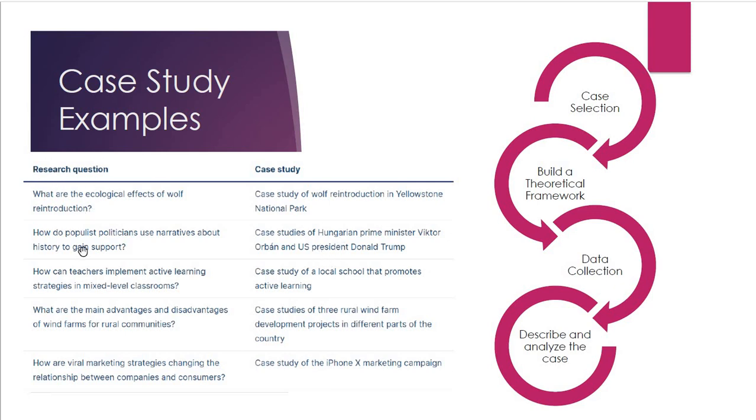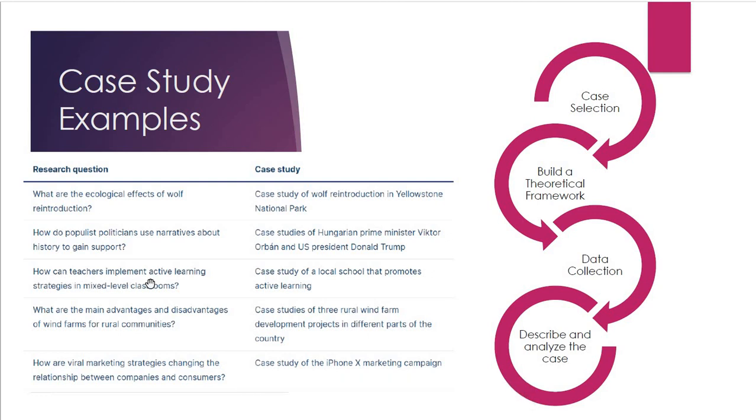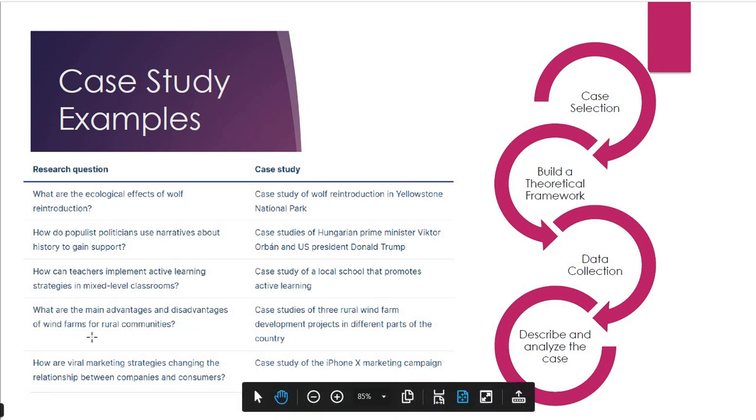Okay, you have this research question, but the case study only refers to a particular person or a particular case. For this one, a case study of the local school that promotes active learning. So the research question is how can teachers implement active learning strategies in a mixed level classroom, and they carry out the case study of the local school that promotes active learning. Then what about this one? What are the main advantages and disadvantages of wind farms for the rural community? So, a case study of three rural wind farm development projects in different parts of the country. So the case study is mostly related to the research question.